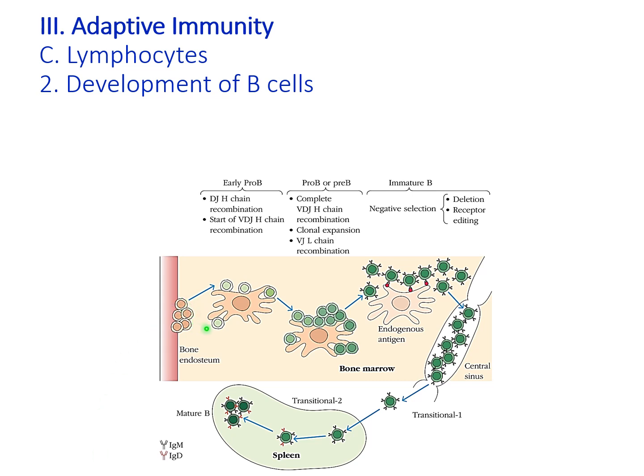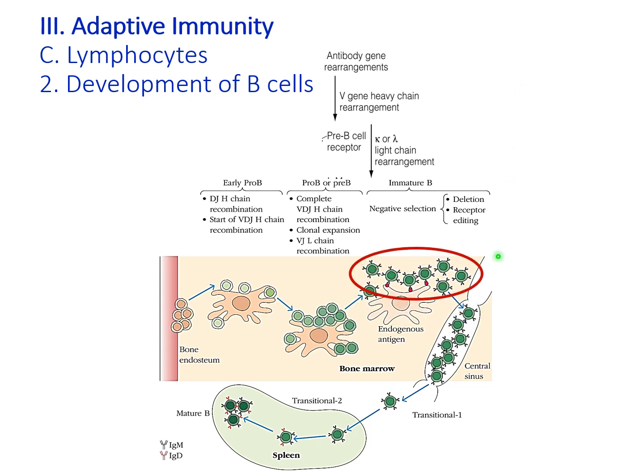B cell development begins with a hematopoietic stem cell and passes through several stages until it reaches the pro-B cell stage. At this stage, the precursor cell is irreversibly committed to become a B cell, and the antibody gene rearrangements begin. In sum, almost unlimited diversity is created from a limited number of V gene heavy chain rearrangements. The first antibody produced by an immature B cell is of the IgM class.